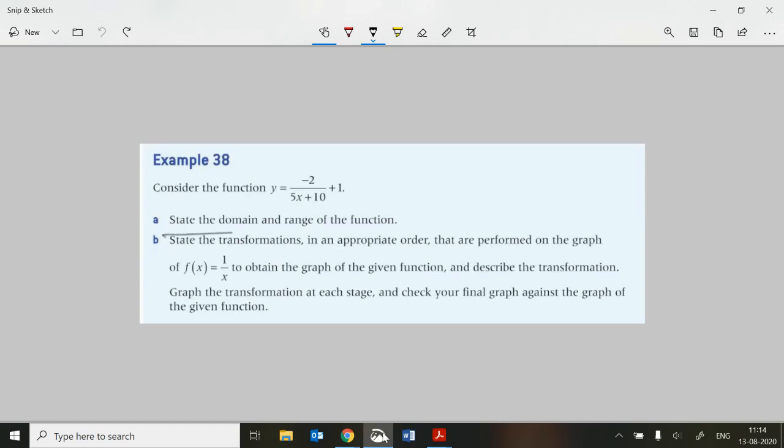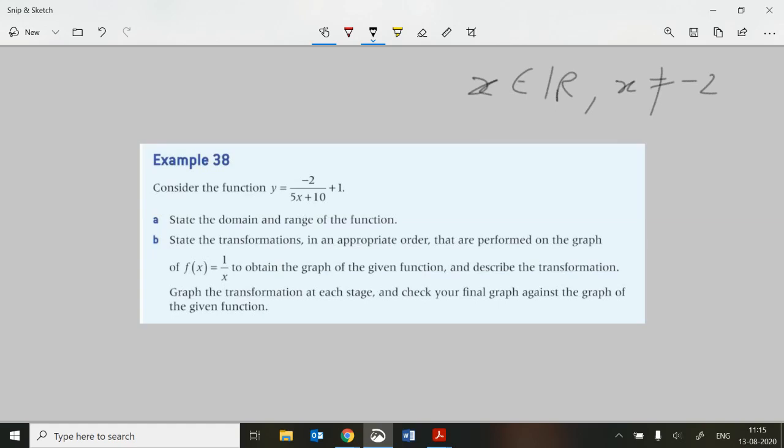Now, so when it says state the domain and the range of this function, we're simply saying, well, x can be any real number that can go in, but there's a vertical asymptote which it can't be, and that's when the denominator is equal to 0. And we can see that -2 is going to make that -10 there, and -10 plus 10 gives us a 0. In other words, we're solving 5x plus 10 equal to 0. So we know that the vertical asymptote is equal to -2, so we cannot include that in our domain.